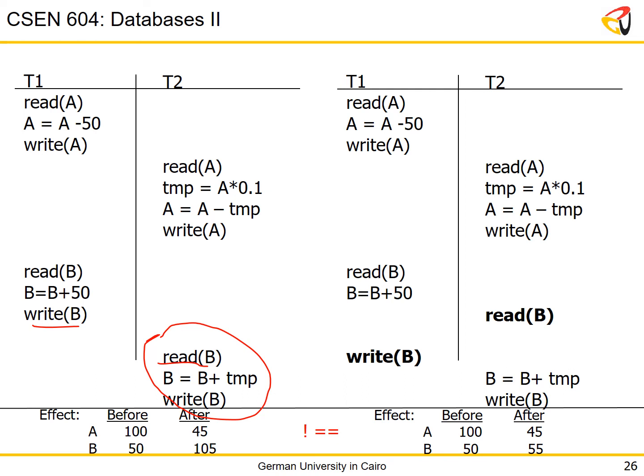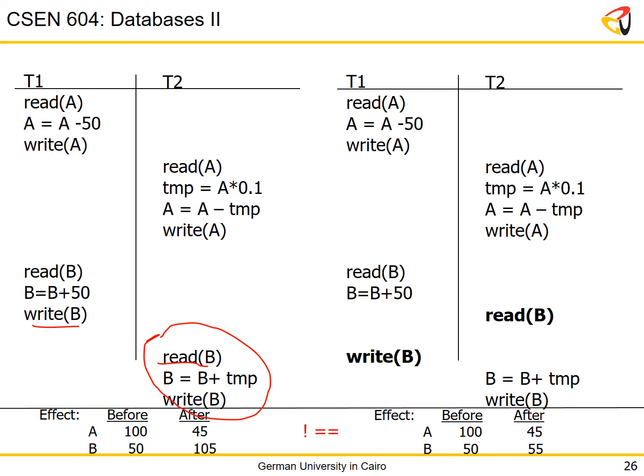If you look at the schedule on the left-hand side, it says read B, B equal to B plus 50, write B, and then the context switch happens. Now we go to T2, read B, B equal to B plus temp, and then write B. I will have it marked here. So you see, this is all happening, the read B, after this write on the left. So I'm reading the new value of B. We didn't have a chance to do that on the right hand side because the context switch happened a little bit earlier than what we wanted.